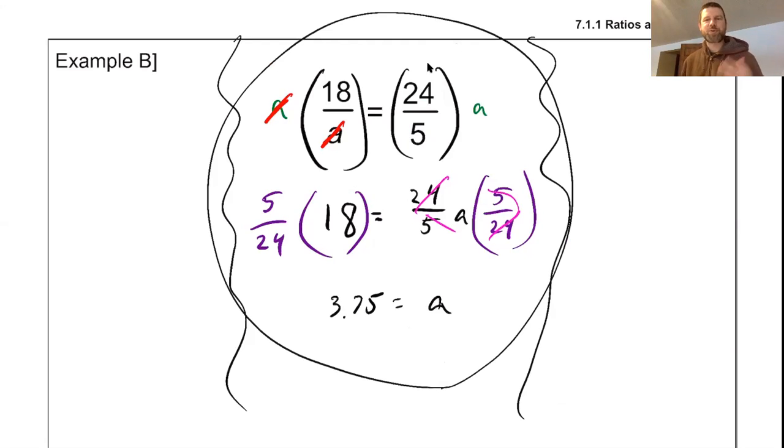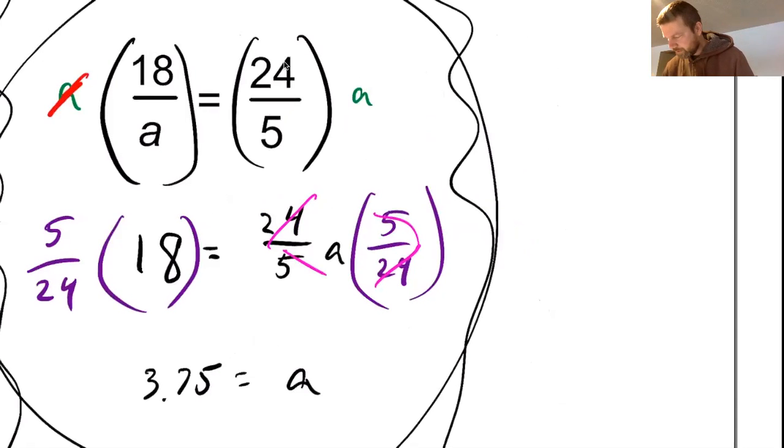Yeah, a lot more 3s, 4s, and 5s. That's perfect. It's fine. That's just fine. But we're going to solve the same exact problem one more time, and we're going to solve it in a way that is going to make this a lot easier. So the problem was 18 over a equals 24 over 5.